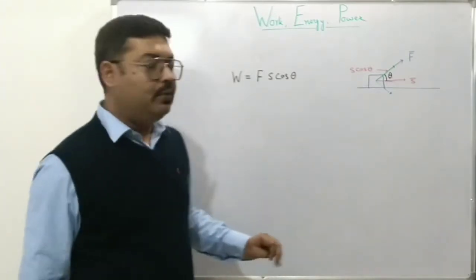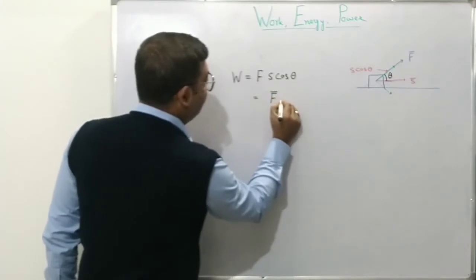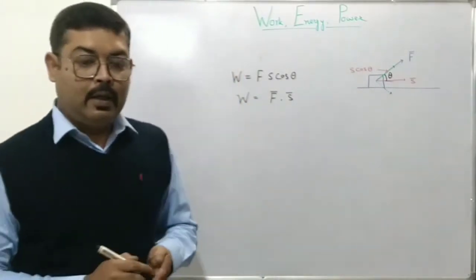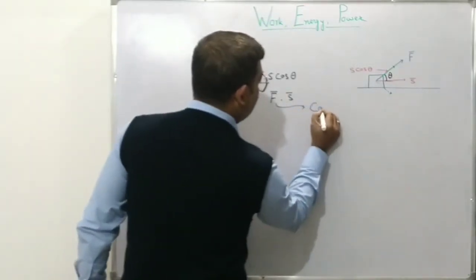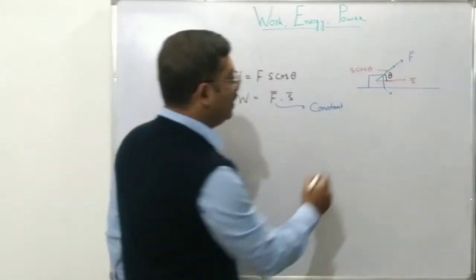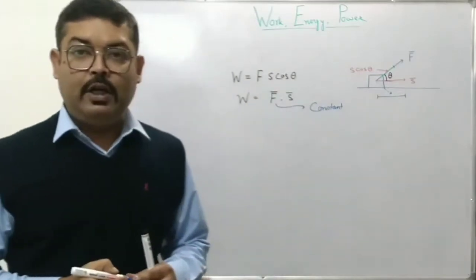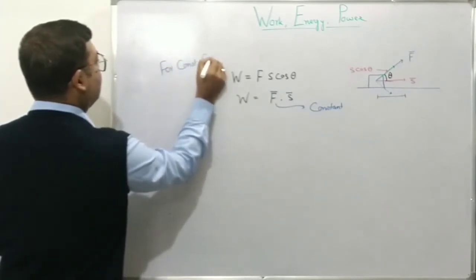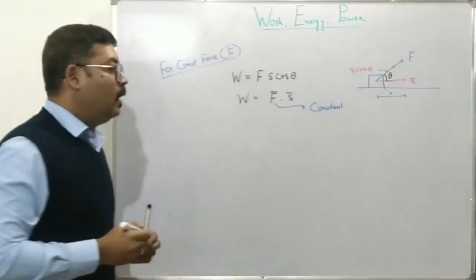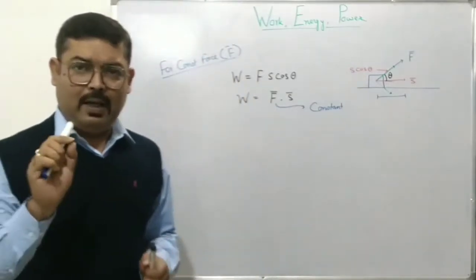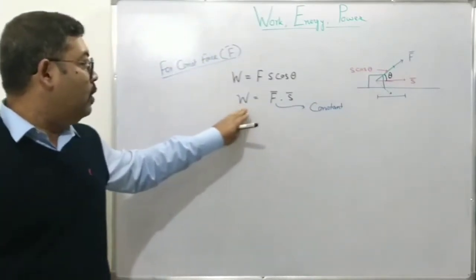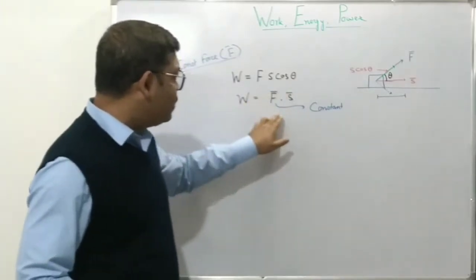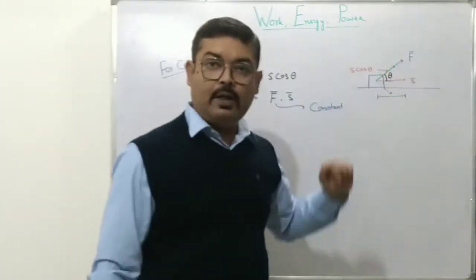However, from our knowledge of vectors, we know that F into S cos theta can be given as F dot S. So work done is equal to the dot product of force and displacement, provided this force is constant over the entire displacement. So from this point to this point, when the object is moving, the force's magnitude and direction are not changing. So for constant force, this holds. What about the variable force? We will go into this in a while. But by definition, work is the dot product of force and displacement. So the value of this work will depend on the angle between the displacement vector and the force vector, right?